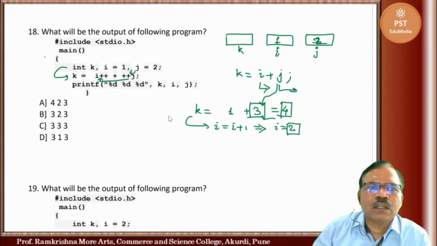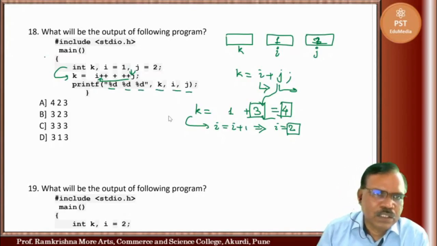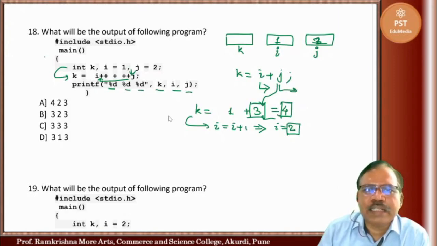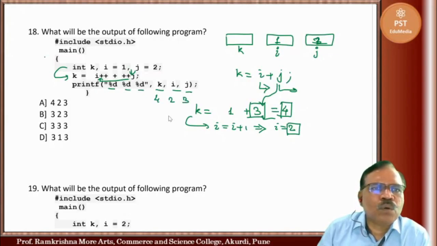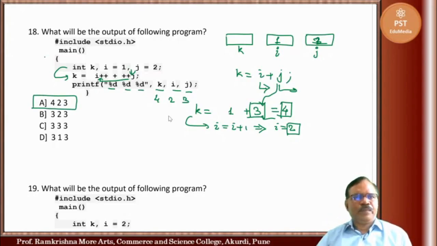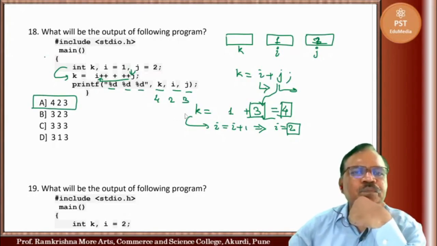So here, %d for k, i, j using the printf function. First k will be printed, that is 4, then 2 and 3. 4, 2, 3. So this is the correct one.